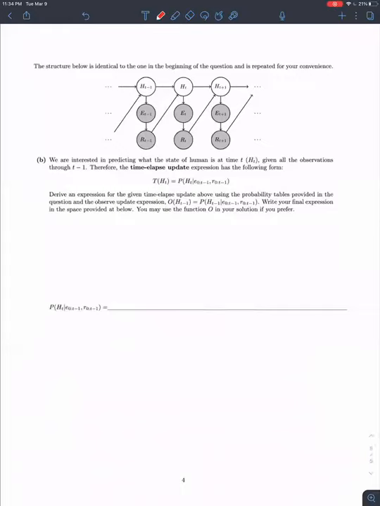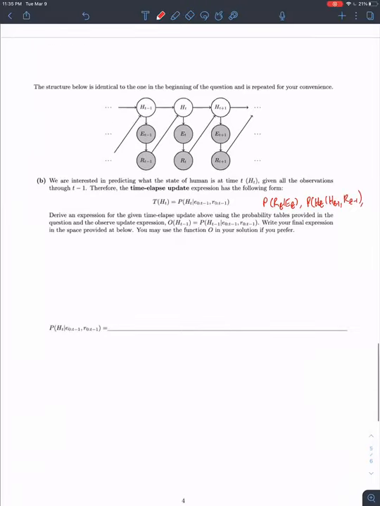We're doing the time-lapse update expression, right? So you want to use the probability tables provided in the question. And what were those probability tables? We had probability of RT given ET, probability of HT given HT minus 1, RT minus 1. We also had probability of H0, and we had probability of ET given HT.